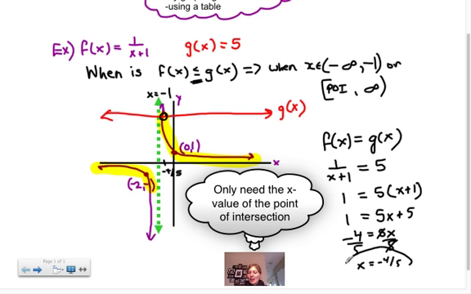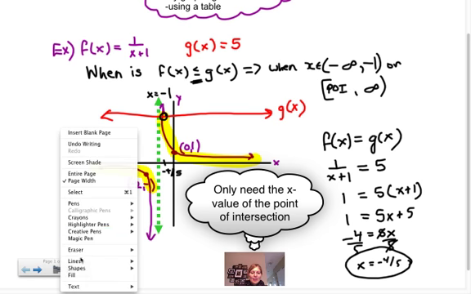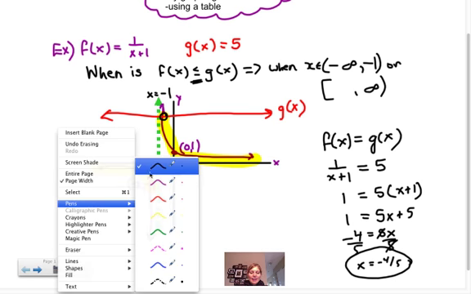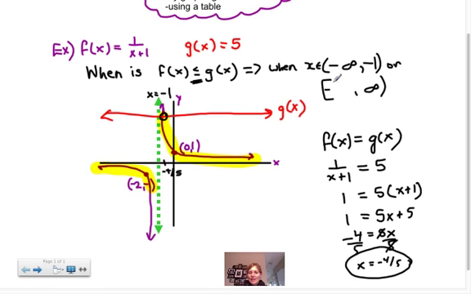So now that I have this value of -4/5, I can plug it back in here to my point of intersection. So let's erase what's already there. We don't need to call it point of intersection anymore. We know that the answer to that is -4/5. There we go.